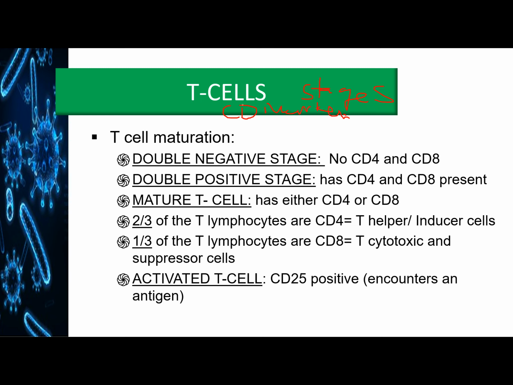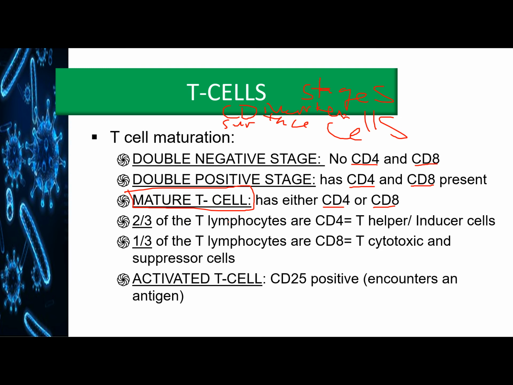And these stages, class, are determined by CD markers. Di ba, ang CD markers nyo are found on the surface of the cell. So, halimbawa, for a double negative stage, it has no CD4 and CD8 on the cell surface. Kapag double positive, has CD4 and CD8 present. Kapag mature T cell, it could have either CD4 or CD8.